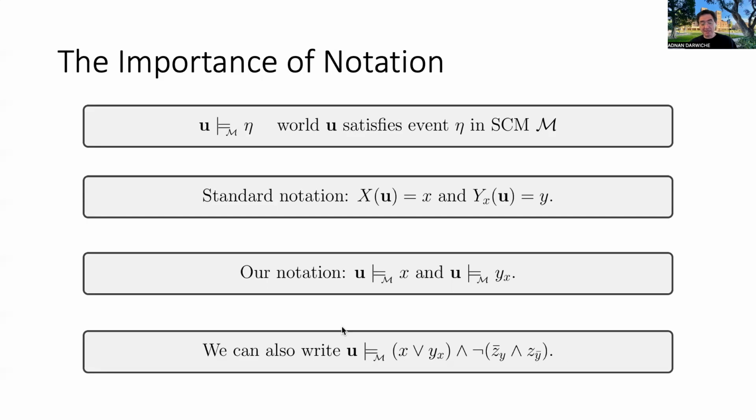So what is this saying? In this world, I have this and that. What is this? X is true, or Y would be true if I said X is true, and not this. In this world, it's not the case that if I set Y to true, then Z becomes true. If I set Y to false, Z becomes true. It would be cumbersome to write it using this notation.